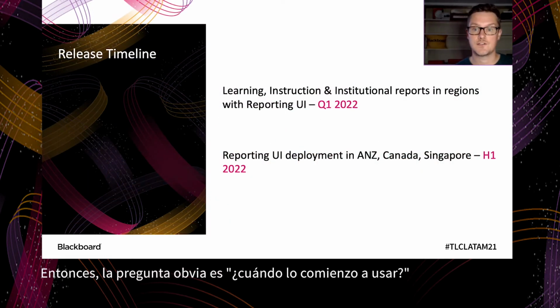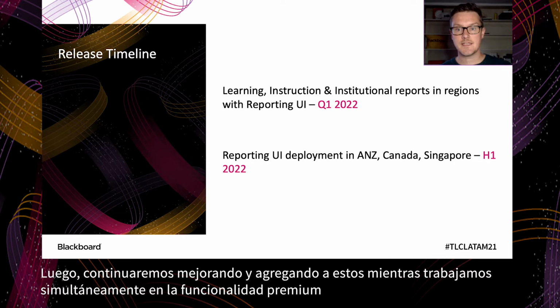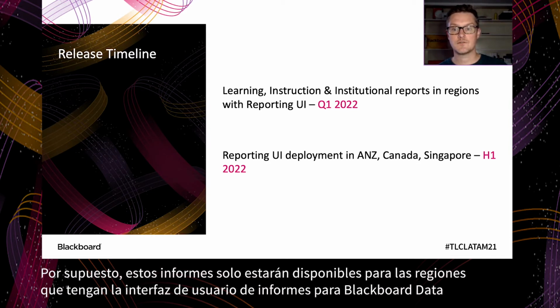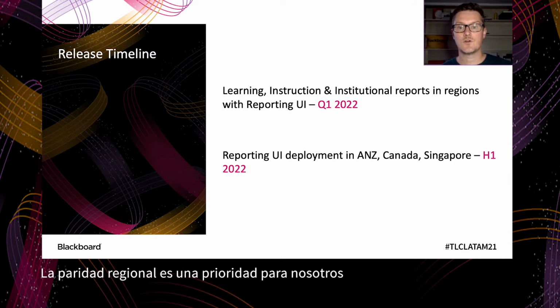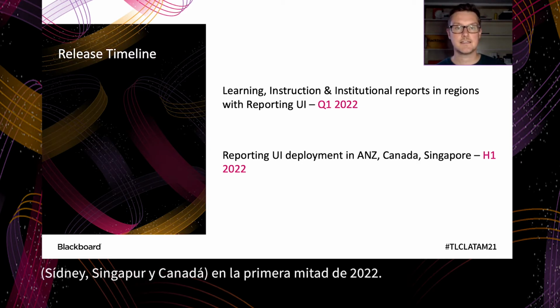So the obvious question is, when do I get it? And the answer is that we're currently targeting Q1 2022 for the standard reports across all 3 solution areas. We'll then continue to improve and add to these while simultaneously working on the premium functionality to launch later in 2022. Of course, these reports will only be available to regions that have reporting UI for Blackboard data, and regional parity is of course a priority for us. We aim to deploy the reporting UI for Blackboard data to the remaining AWS locations, Sydney, Singapore, and Canada, in the first half of 2022.